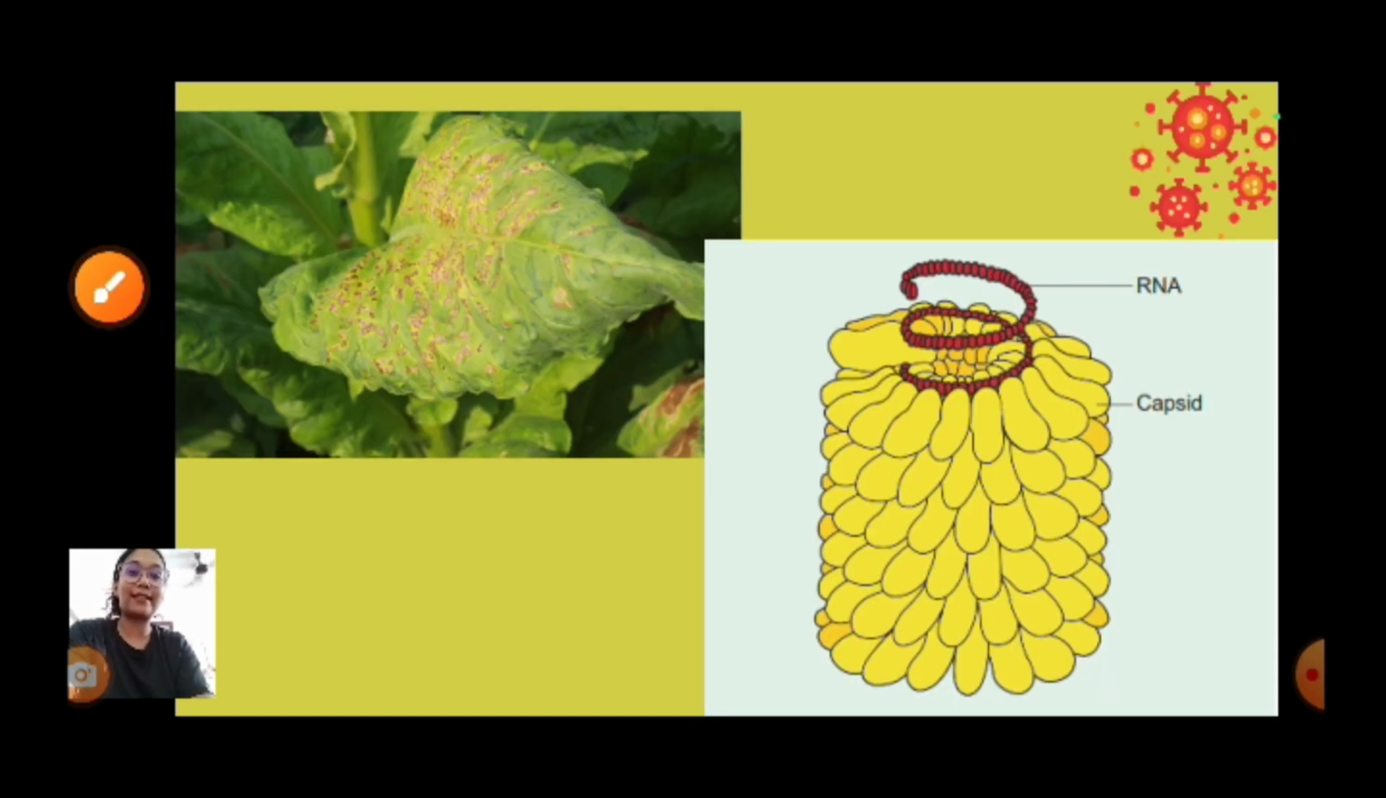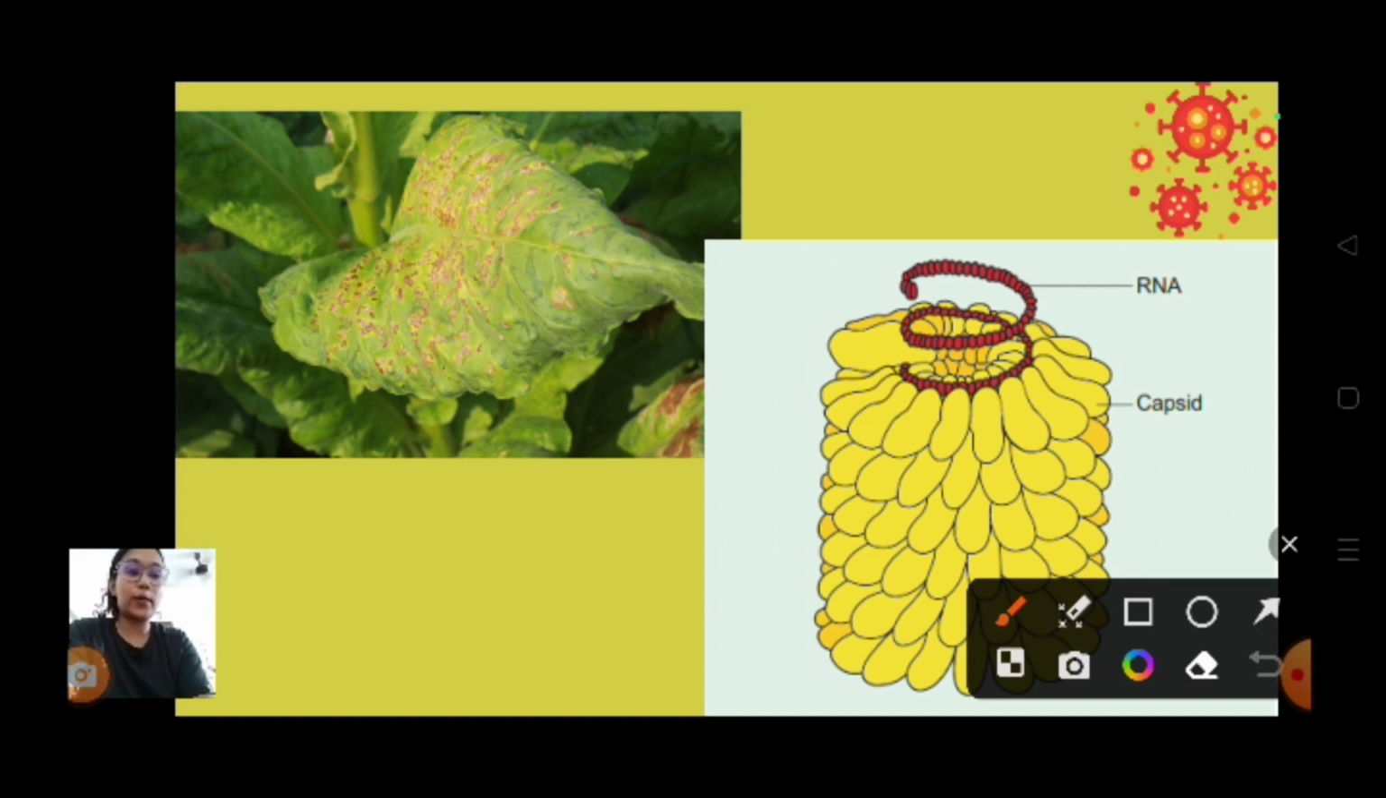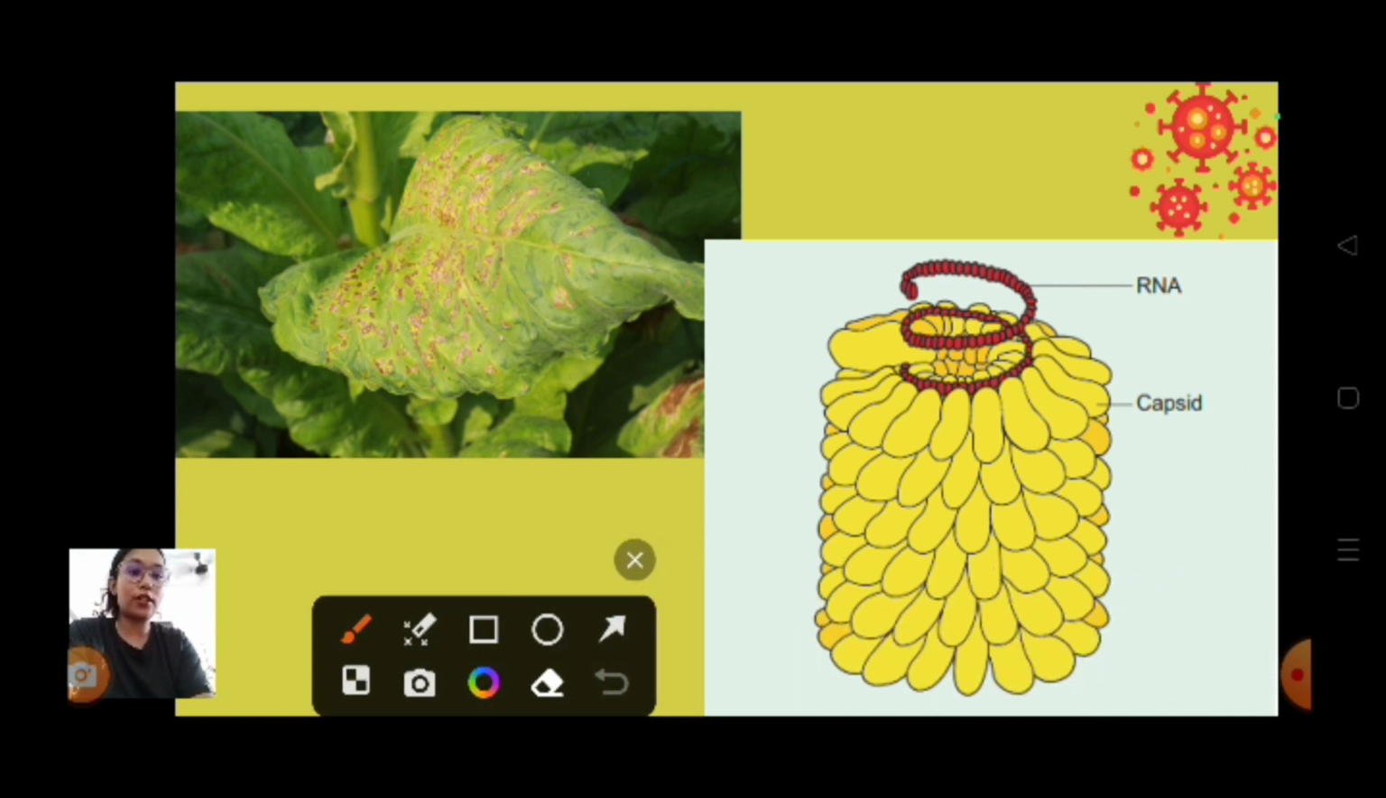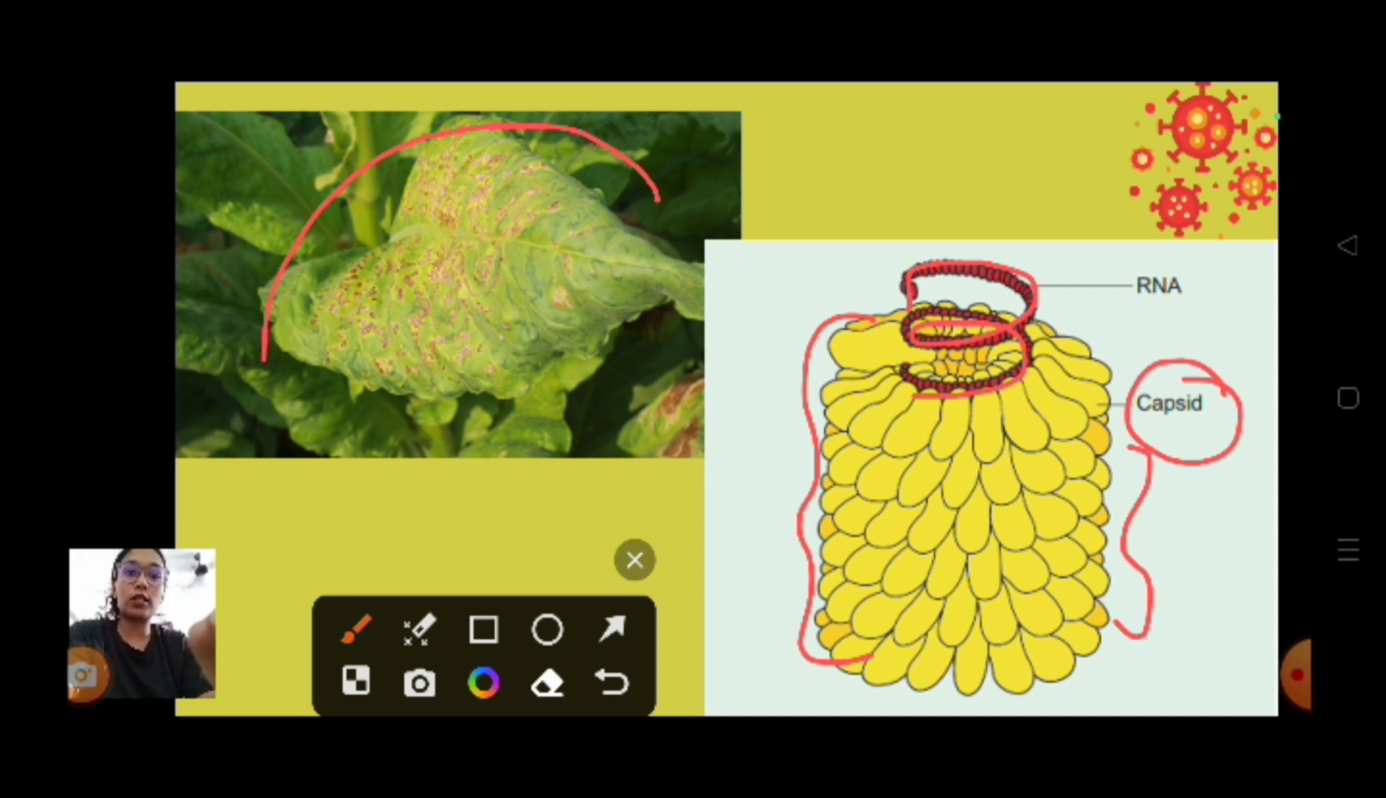So moving on to the next slide. Here in this picture, we can see the structure of a tobacco mosaic virus. We have already discussed that the virus that infects plants will have single-stranded RNA. So here it has single-stranded RNA, which is covered with a proteinaceous coat that is called the capsid. Understanding? This is the structure of the tobacco mosaic virus, which affects tobacco plants. Clear?